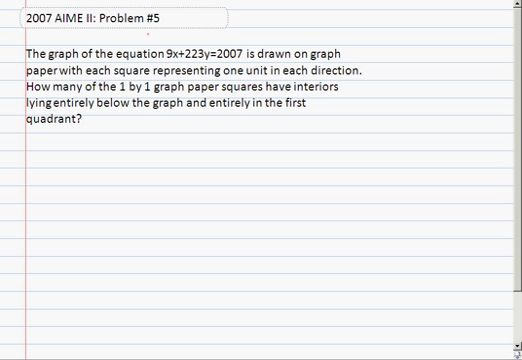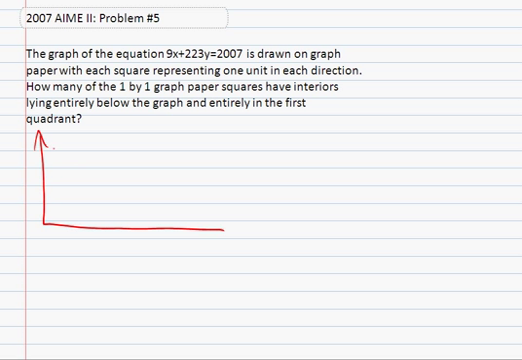Problem number 5. The graph of the equation 9x plus 223y equals 2007 is drawn on graph paper, with each square representing 1 unit in each direction. How many of the 1 by 1 graph paper squares have interiors lying entirely below the graph and entirely in the first quadrant? So first of all, we can draw out the graph.